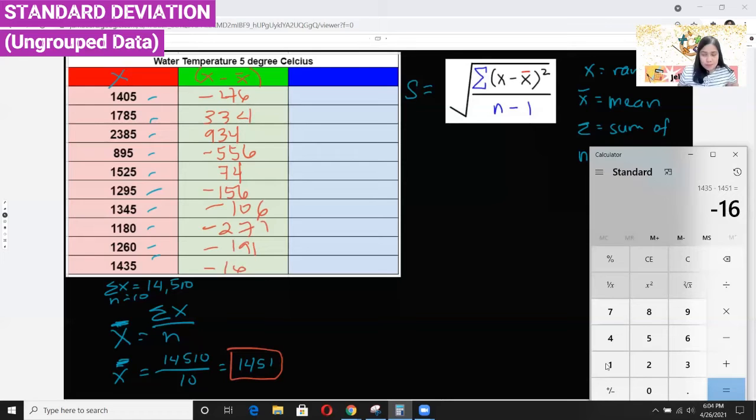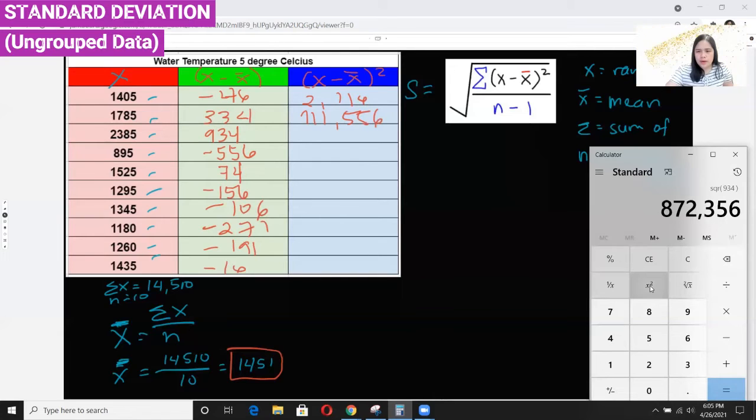After looking for the x minus mean, we need to square it because we're following the numerator in the formula. So now we have x minus x bar squared. You'll multiply it by itself, or you will square it. On the first one, when you square a negative number, it is positive. So we have 46 times 46, we have 2116. And then 334 times 334, we have 111,556.